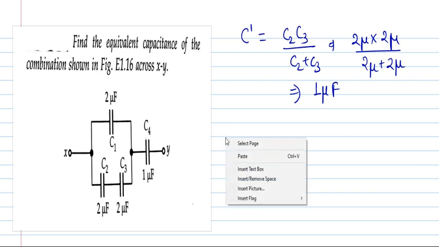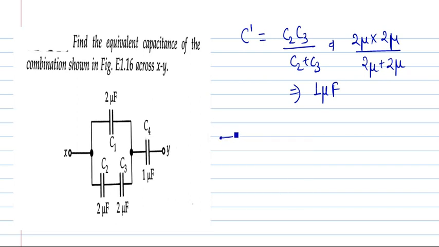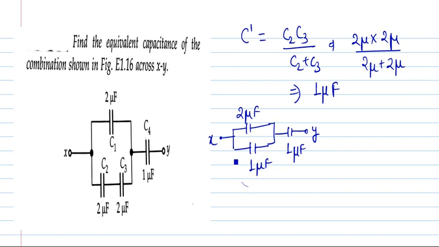Now our circuit will be made in this manner. Here we have 2 microfarad, here we have 1 microfarad, and here we have 1 microfarad, with y and x as the terminals. Now we can see that 2 microfarad and 1 microfarad are connected in parallel. So here we will get C double dash is equal to 2 micro plus 1 micro, that is equal to 3 microfarad.